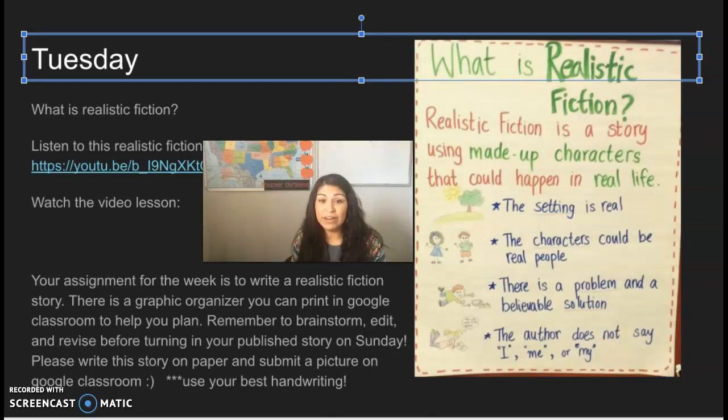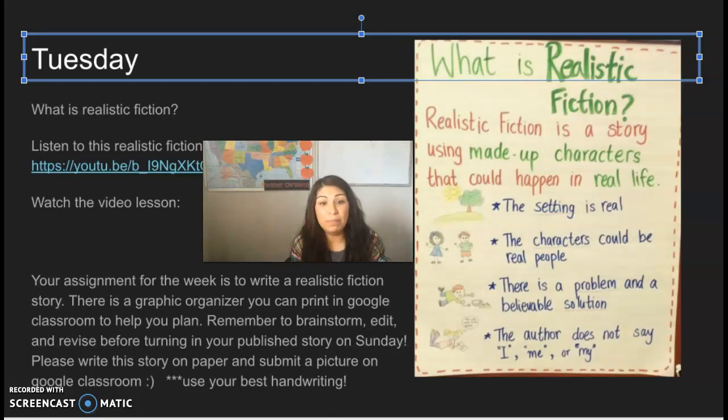Realistic fiction stories can have animals, but the animals can't talk because that's not realistic. That's completely fiction. So make sure there's no talking animals. There's no made up animals like unicorns. And make sure you plan a realistic setting. So no settings like a princess palace or anything that's not going to be realistic.